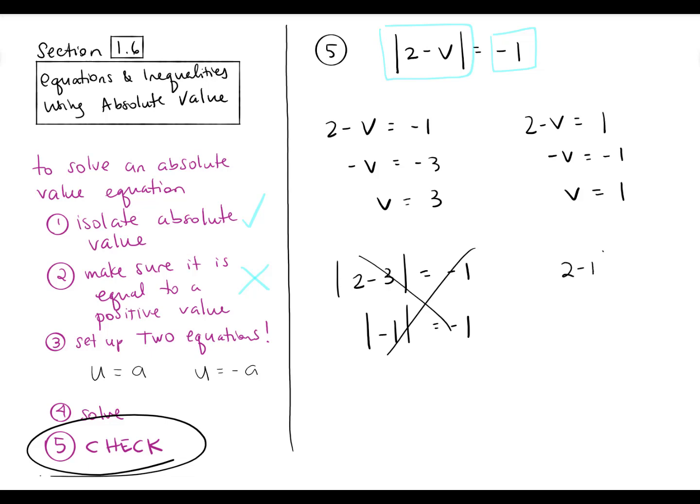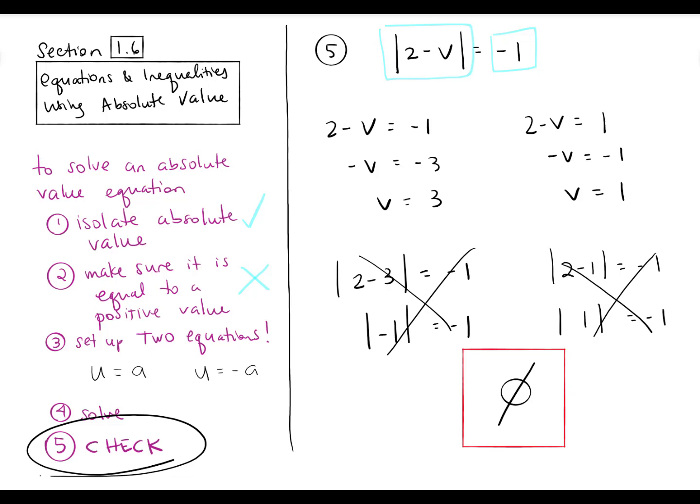2 minus 1 is equal to -1. You get absolute value of 1 is equal to -1, which is also not true, so I'd have to throw that out. So then I would get no solution. Now, do you want to go through all those steps just to say no solution, or do you want to recognize in the very beginning that, hey, you know what? This is not going to be working for me. It doesn't work. I can say no solution and be not doing any of the math.